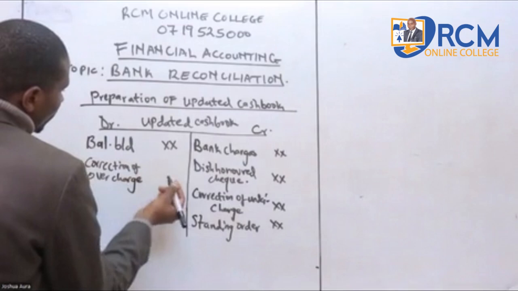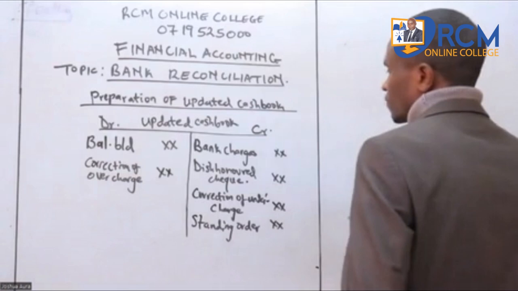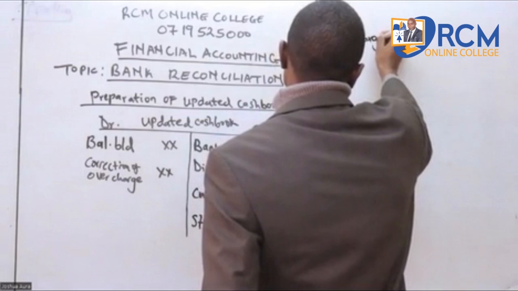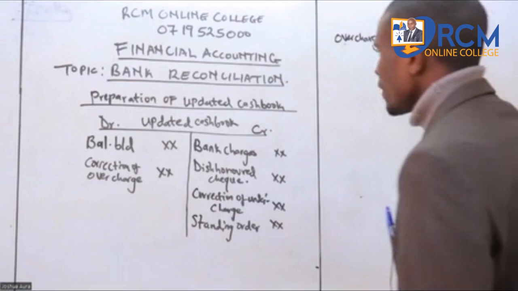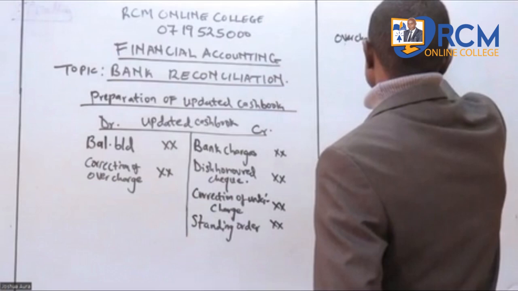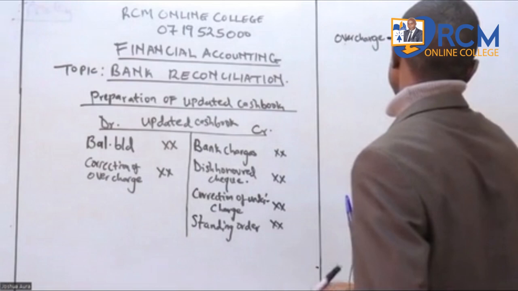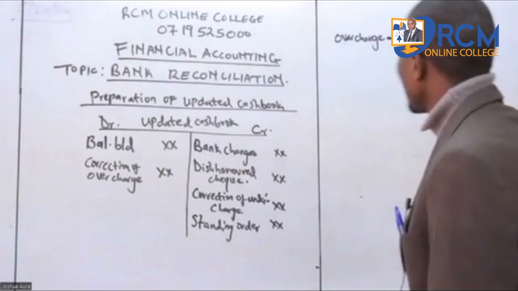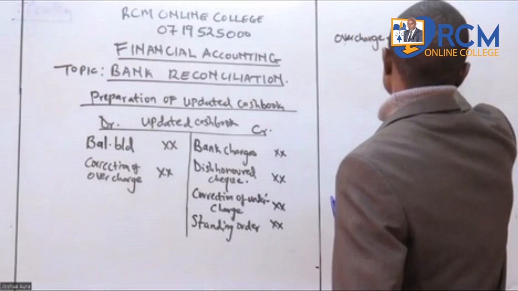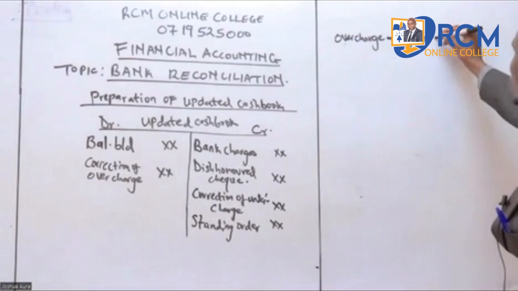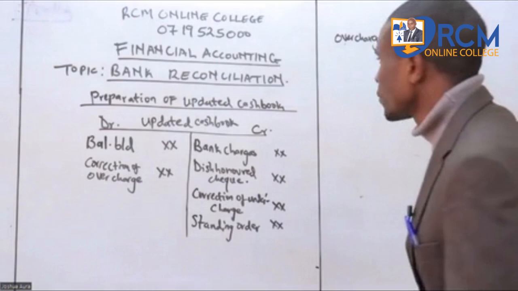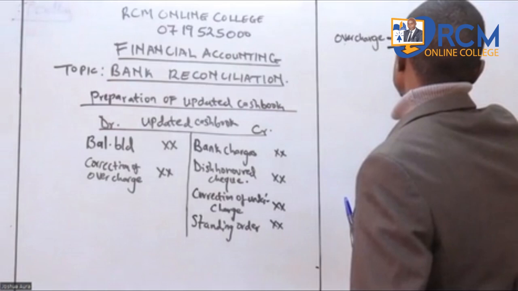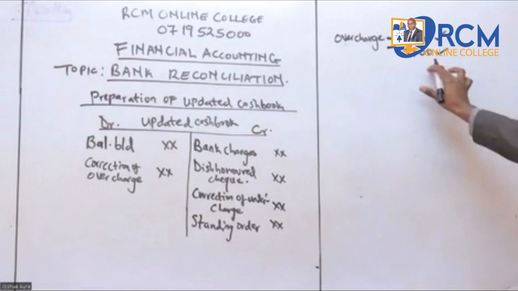For instance, I can illustrate how an overcharge may arise in this circumstance. Assume you are given a transaction which was expected to be 1300. But when you are recording, you mess up and transpose it to 3100. For this, you can see we have an overcharge as far as this one is concerned.